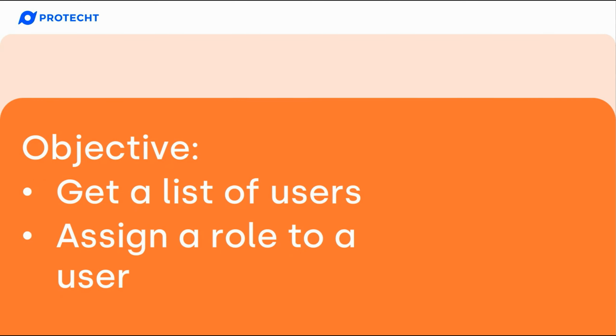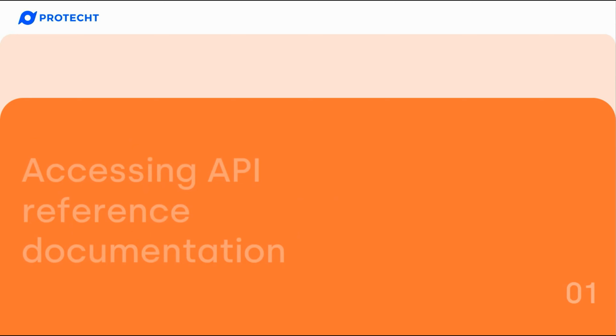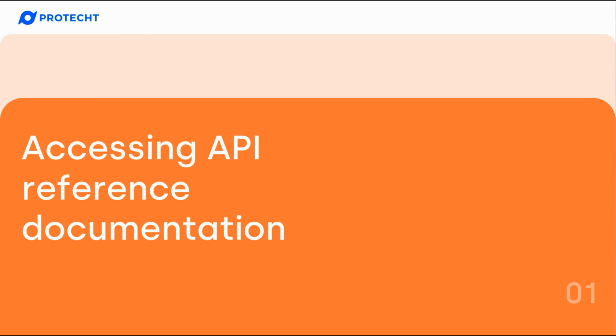The examples we're going to use in this video will allow us to add a role to a user by first getting a list of users in the system and then using some of the data in that list to update a user record. The first step is to take a look at the API reference documentation.